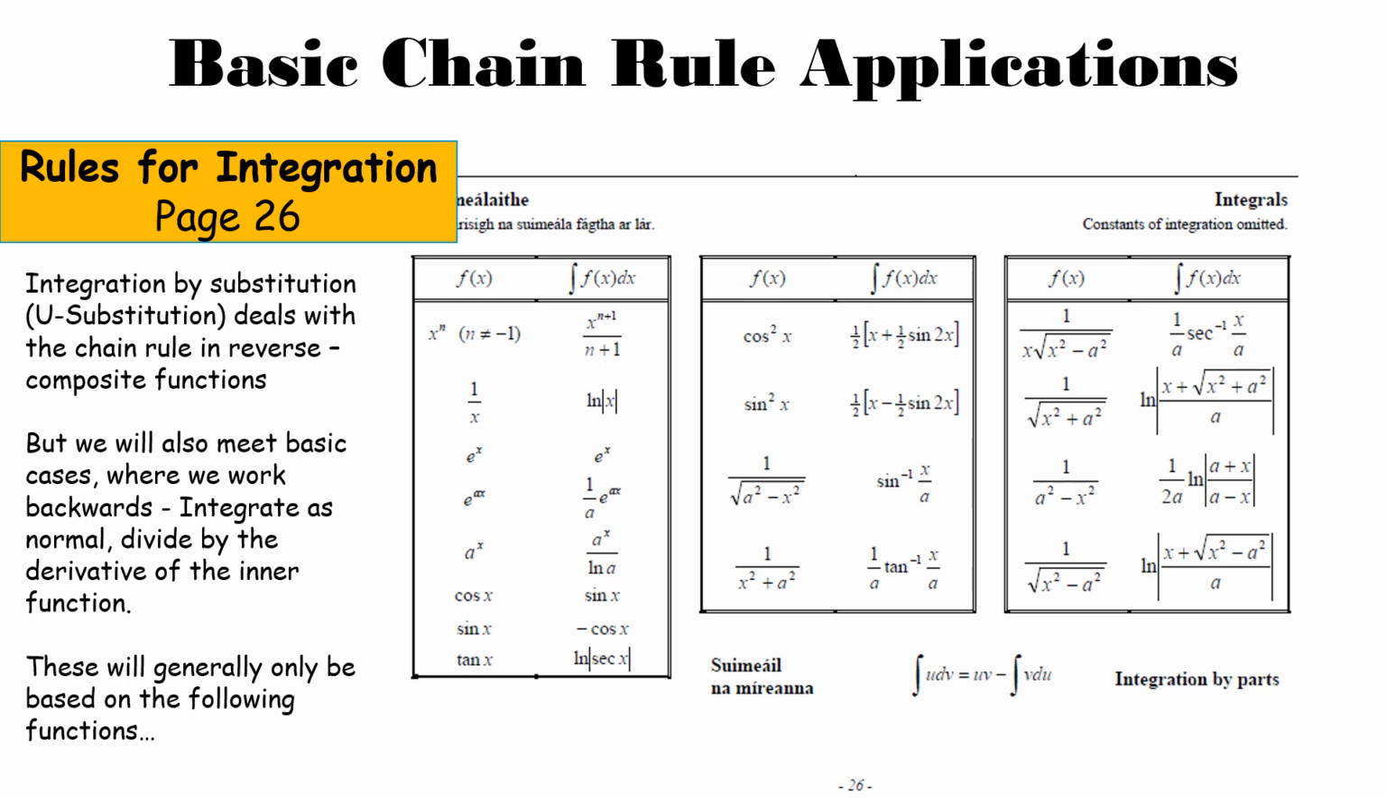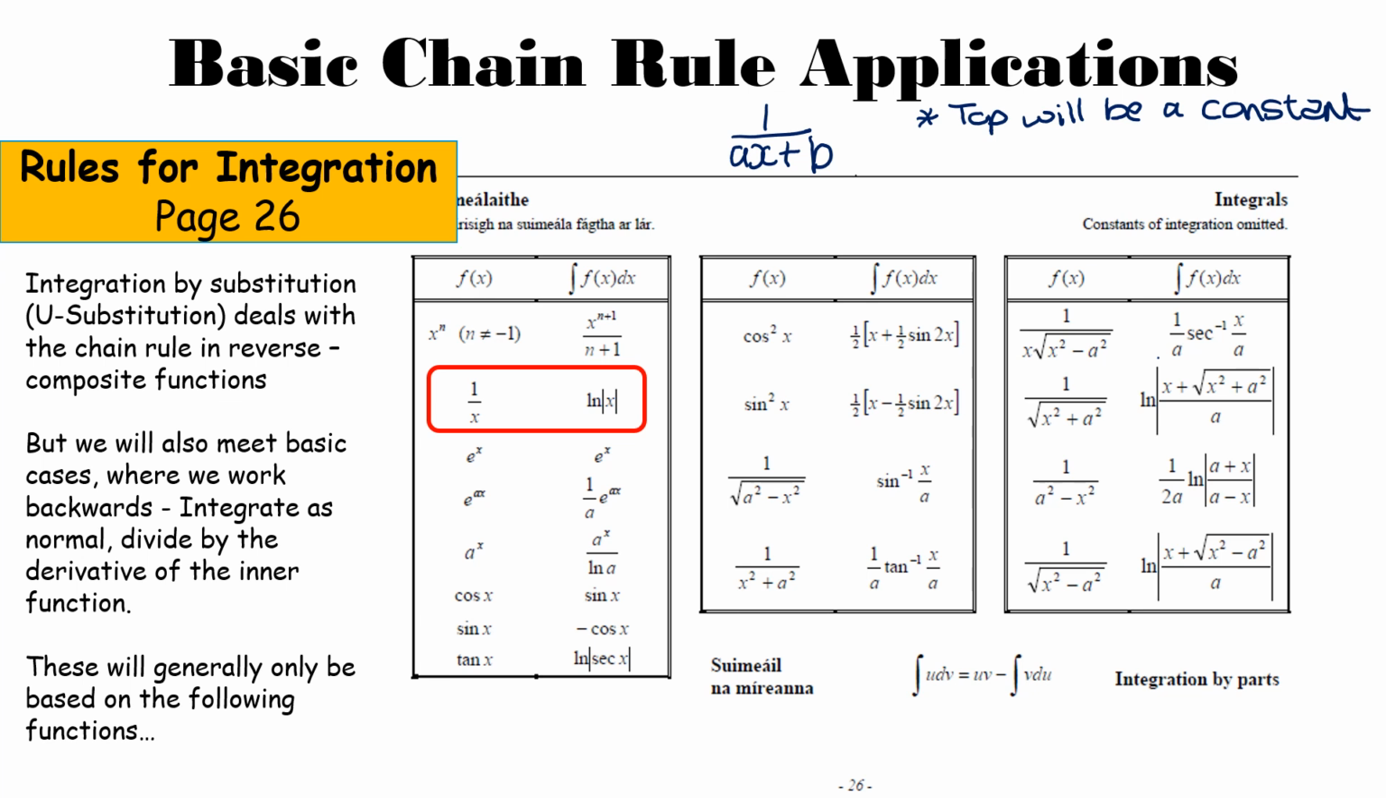Now, the main ones we're going to see are 1 over x. What we want to use for that identification will look something like this: 1 over ax plus b. Two things to note about it. The top will be a constant, and that's important. It doesn't have to necessarily be 1. It could be 3, it could be 5, but it needs to be a constant. If there's an x up there, we're not dealing with this simple case.